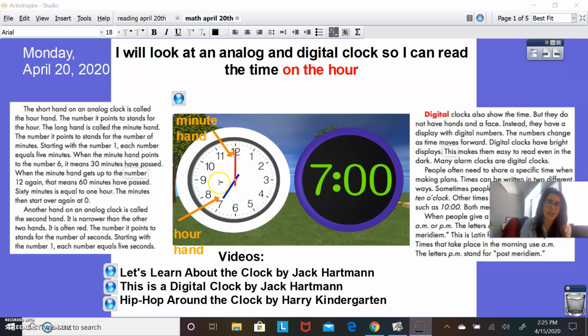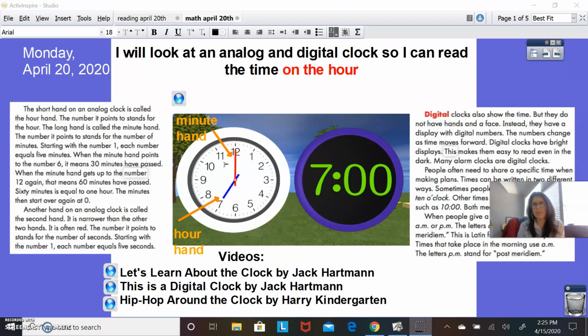You don't see that here, but if you do have an analog clock in your home, you're going to see the minute hand, which is the long hand, the hour hand that points to the hour, which is a shorter hand, and then you're going to see this little skinny hand that just keeps moving, ticking every second, and it ticks all around that way.